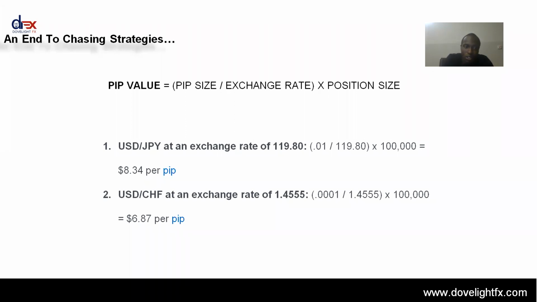The second quote is USD/CHF at an exchange rate of 1.4555. Now we can see that this is a currency pair that is quoted to the fourth decimal place. So we use 1% of 1% of change in price, which is our 0.0001, divided by our exchange rate, which has already been given, multiplied by one lot size, which is 100,000 units.